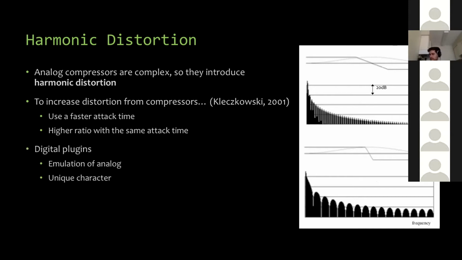With the rise of digital plugins, programmers began to add in harmonic distortion manually. But since the hardware no longer limited the character of the harmonic distortion, anything became possible, whether you wanted to emulate a piece of analog gear or create a compressor with a unique character.